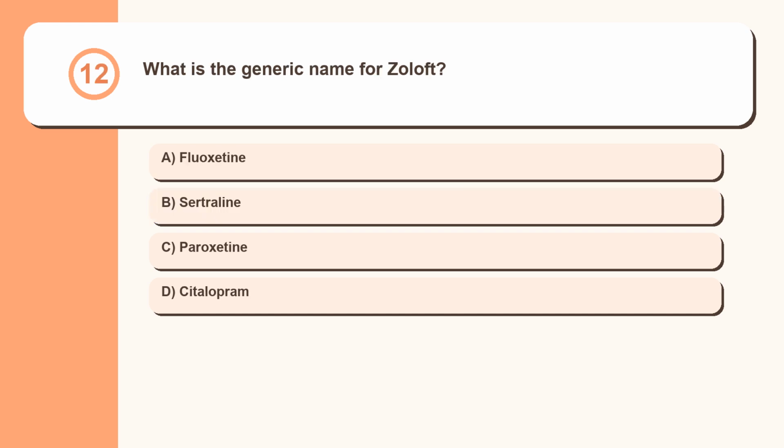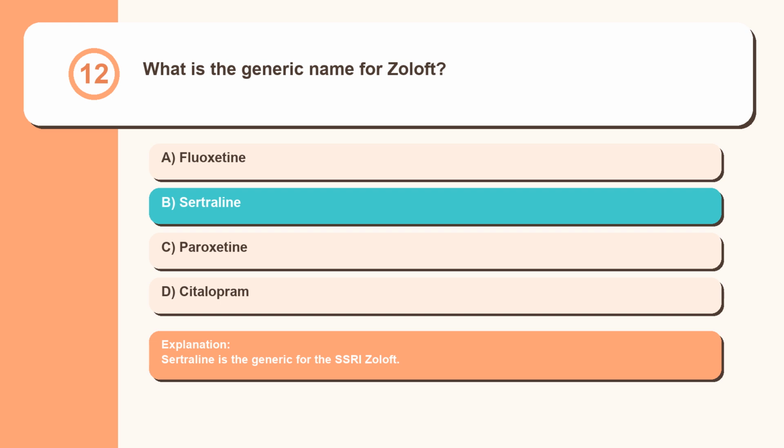Question 12. What is the generic name for Zoloft? Fluoxetine, sertraline, paroxetine, citalopram. Sertraline is the generic for the SSRI Zoloft.